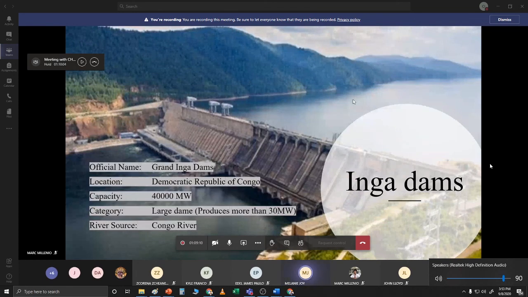So, yung official name po niya is Grand Inga Dams. Location po niya is sa Democratic Republic of Congo. Ang total capacity po niya is 40,000 megawatts, which is considered po siya as large dam. Yung river source niya po is Congo River.